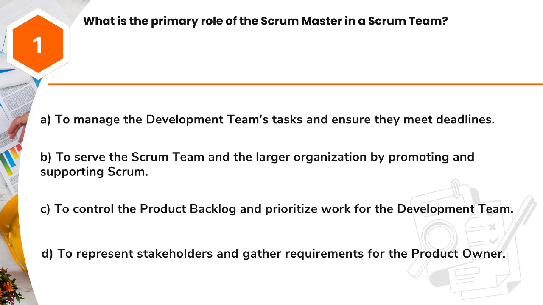Question 1. What is the primary role of the Scrum Master in a Scrum team? A. To manage the development team's tasks and ensure they meet deadlines. B. To serve the Scrum team and the larger organization by promoting and supporting Scrum. C. To control the product backlog and prioritize work for the development team. D. To represent stakeholders and gather requirements for the product owner.